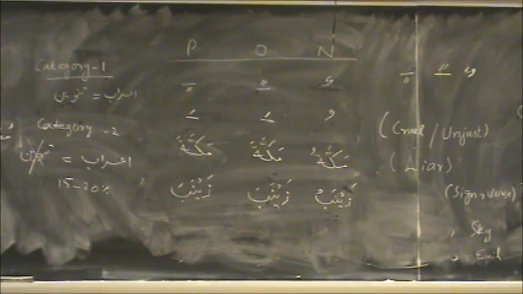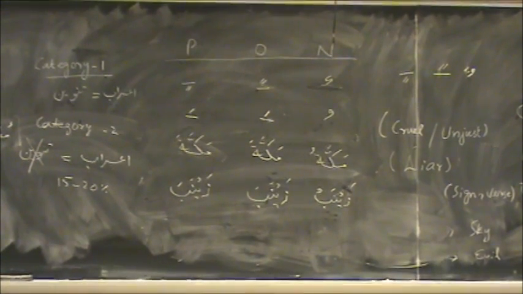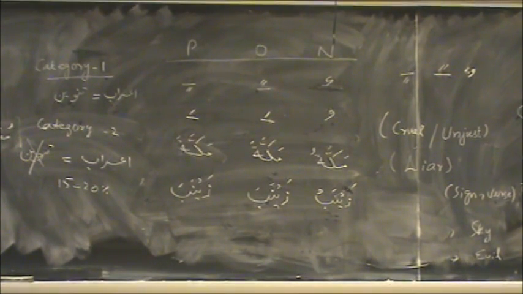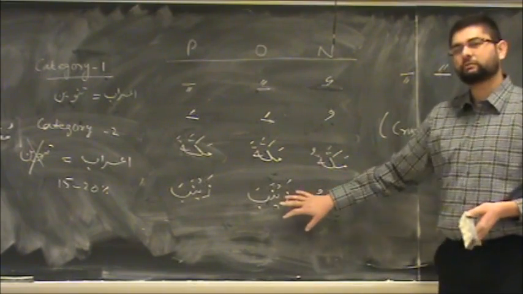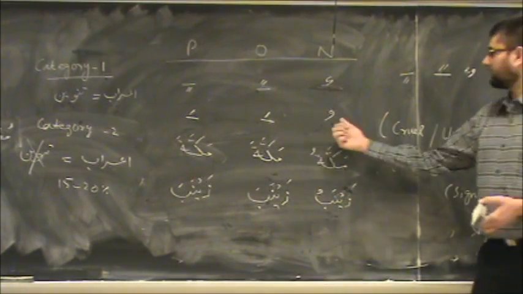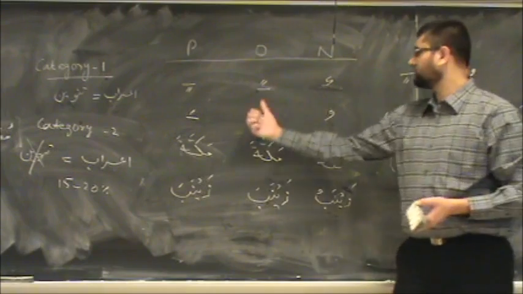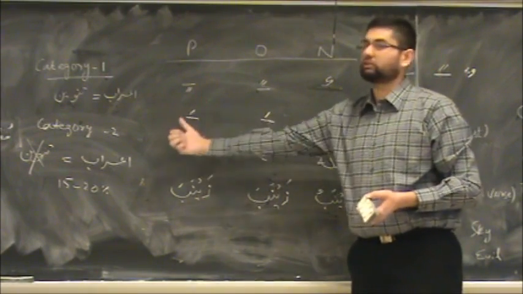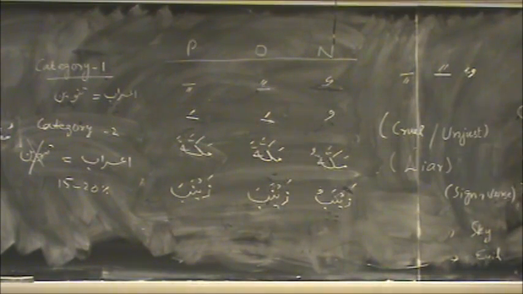So this is the second category. Easy to remember. It does not have tanween. Mostly it has names. And there is a dhamma in the nominative case, it changes to fatha in the objective case, and stays at fatha in the possessive case.